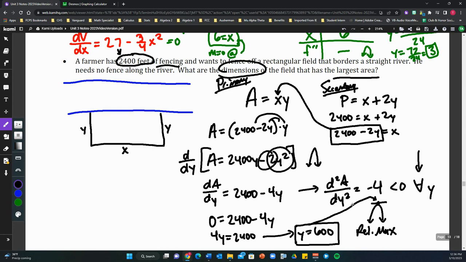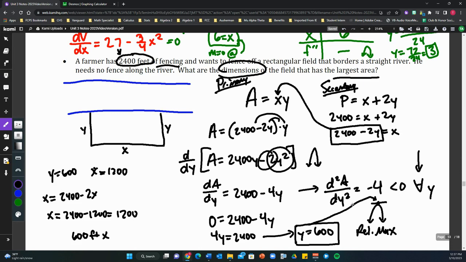But if we want both dimensions, not just one of them, we've got to go back to our boxed-in form for the secondary, and again, we'll substitute that 600 in there. So if y equals 600 is part of the solution, and x is equal to 2400 minus 2 times that y value, then we would get 2400 minus 1200, or 1200 for that x dimension. So the dimensions of the field that maximize the area would be 600 feet by 1200 feet.